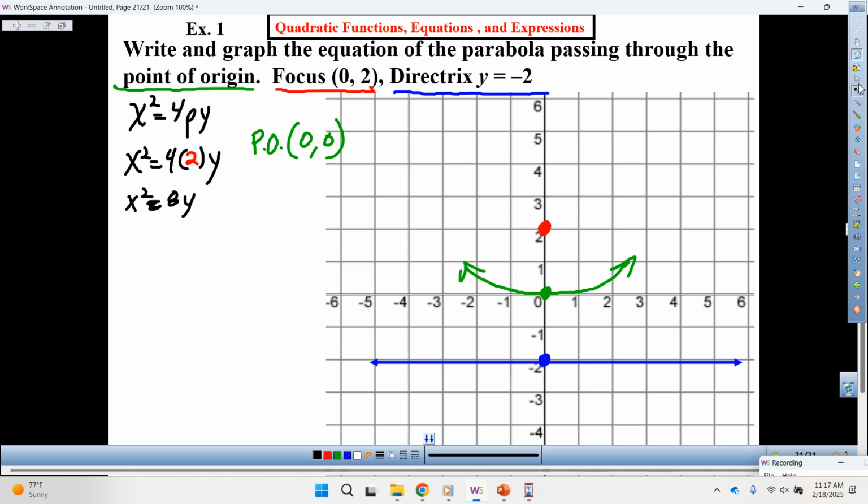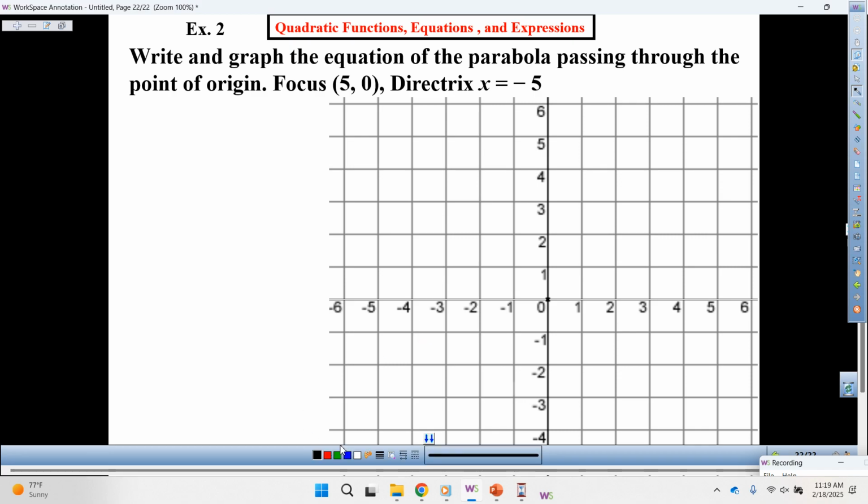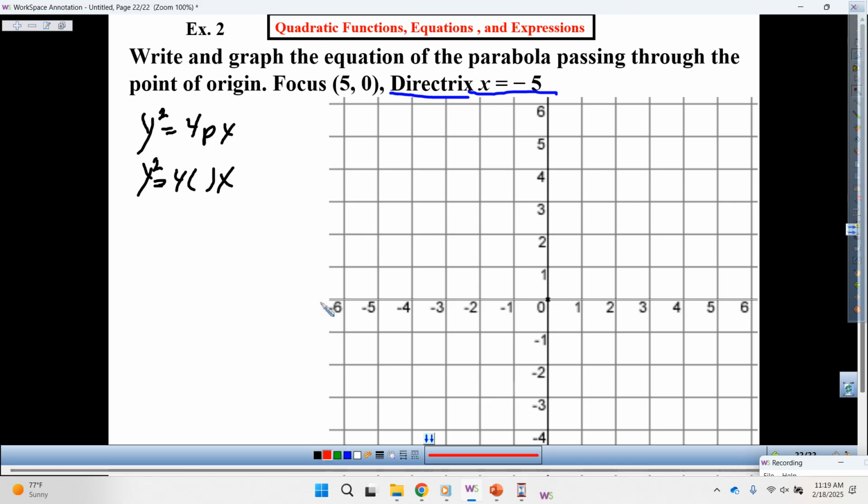So, let's see. One more really quick. Look at that one. This one says the directrix is at x equals -5. Tell your neighbor the equation you would write for that. What equation do you write? Gio, pass someone. y squared equals 4px. So y squared equals 4 parentheses x. What do I substitute for p? Mario? 5. So therefore this is y squared equals 20x.